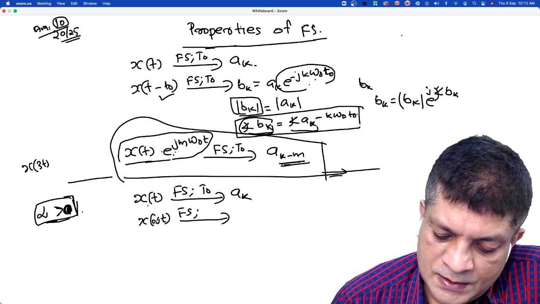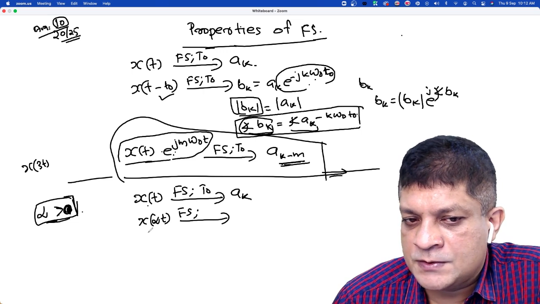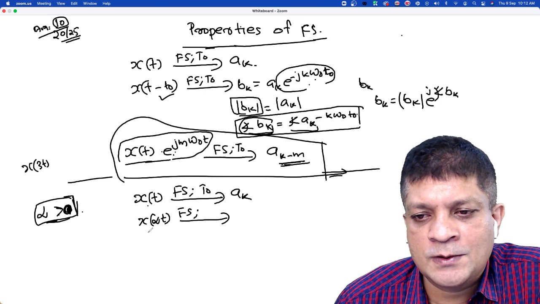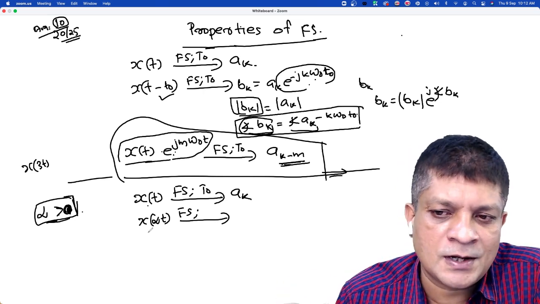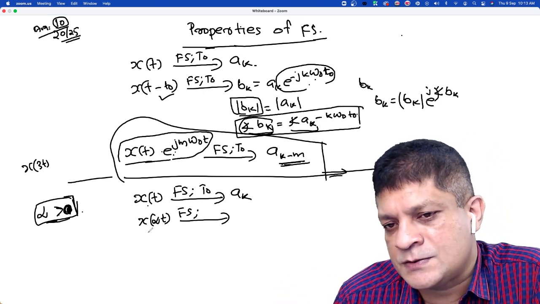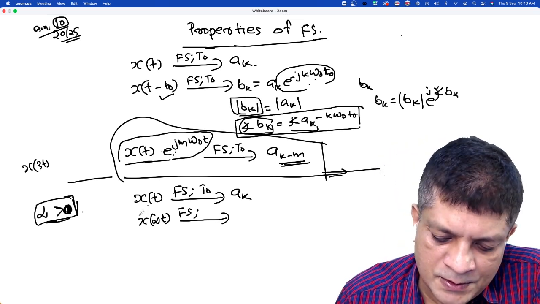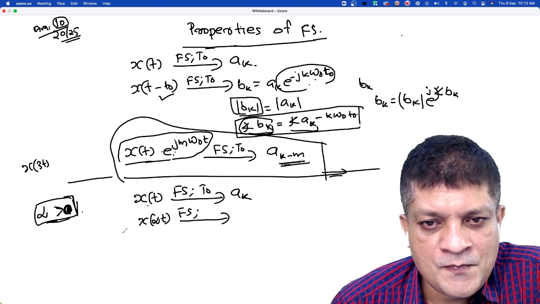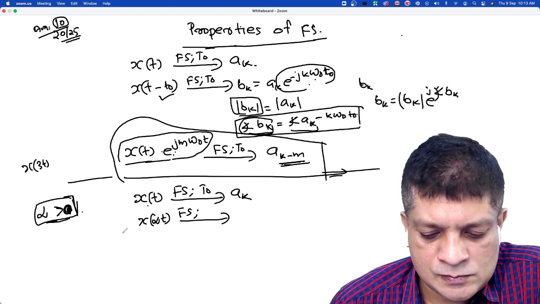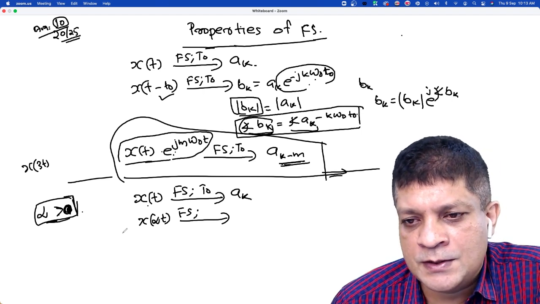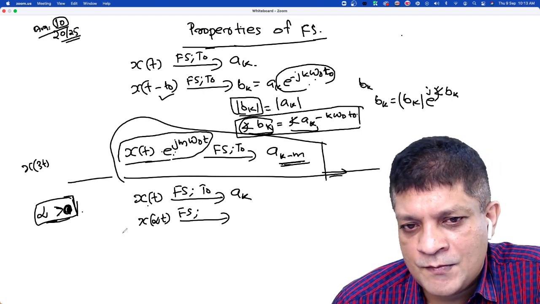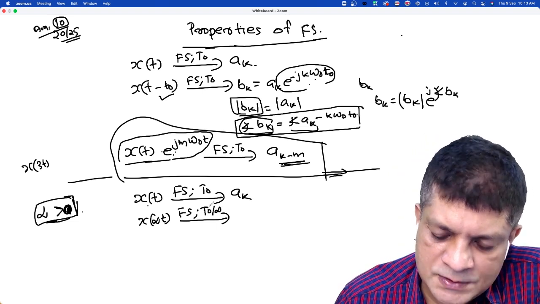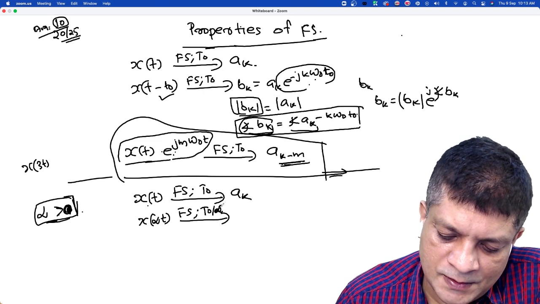So x(alpha t), what is the fundamental period of this? Will it be a periodic signal? First of all, we have Fourier series coefficients, and we can have a Fourier series representation only if the signal is periodic. Is it periodic if we expand or compress by a factor of alpha? Yes, it is a periodic signal. What is its fundamental period? It is T naught by alpha.